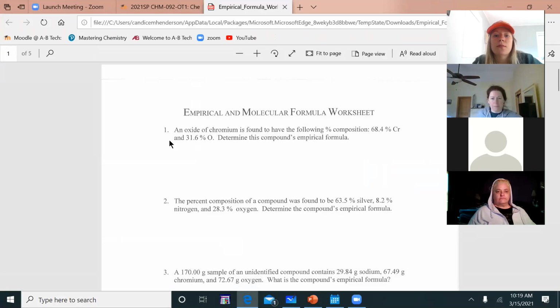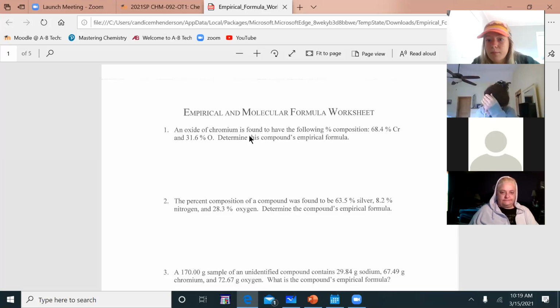So let's look at this first one here. An oxide of chromium, and when they say oxide of chromium, they just mean chromium with oxygen, is found to have the following percentages. It's 68.4% chromium, and the remaining 31.6% is oxygen. Determine the compound's empirical formula.